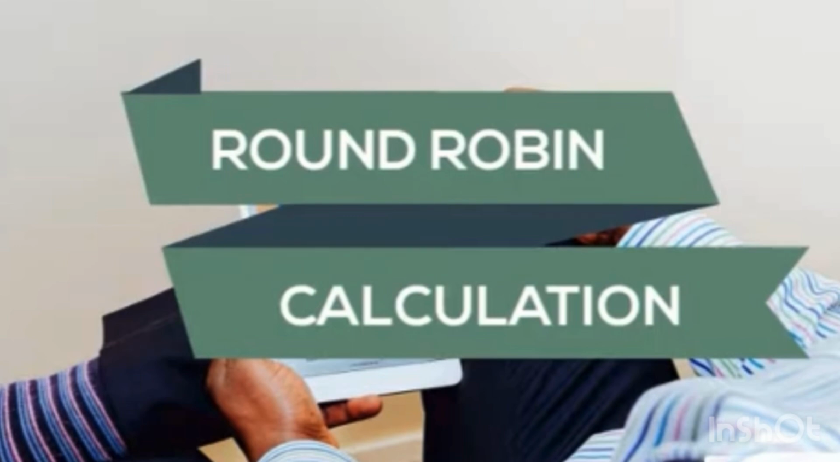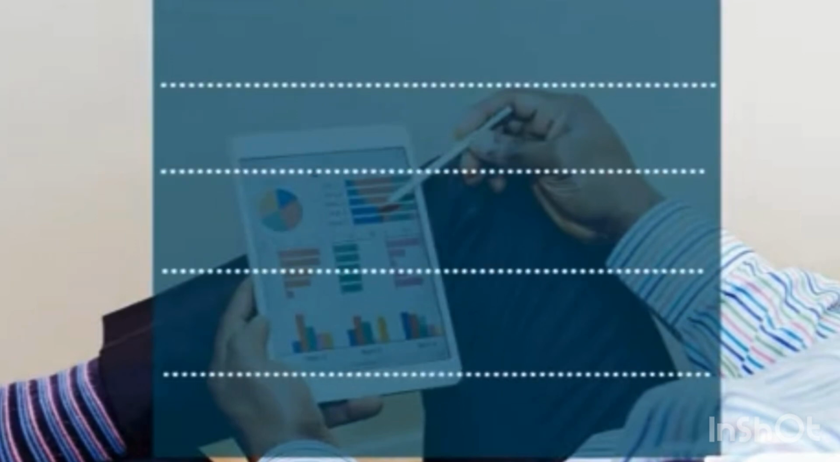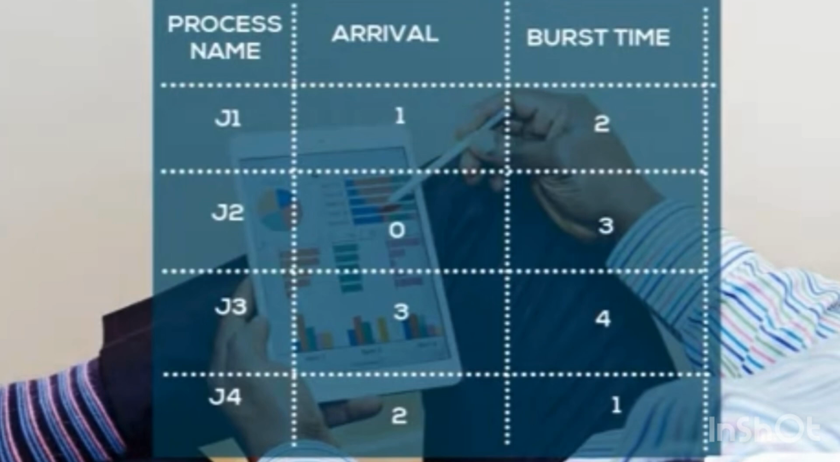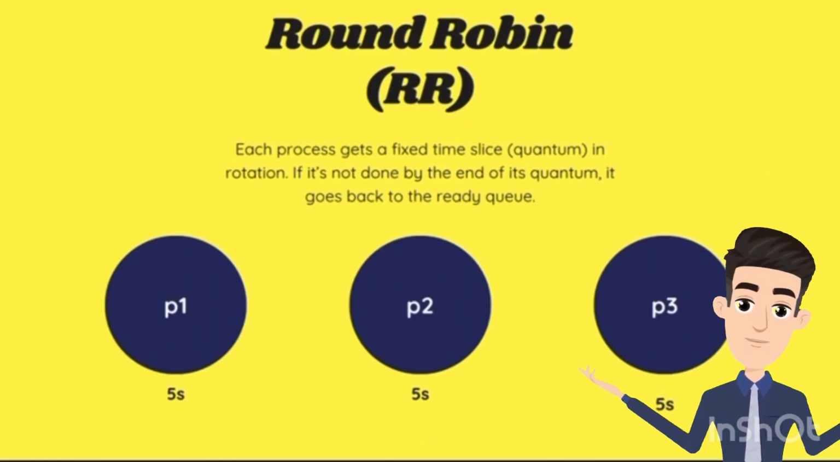Now we look at round robin calculation, where we make a table which includes the arrival time, the burst time, and the completion time. According to this table, we calculate the amount of time that is given to each of the processes in order to conclude a round robin problem.